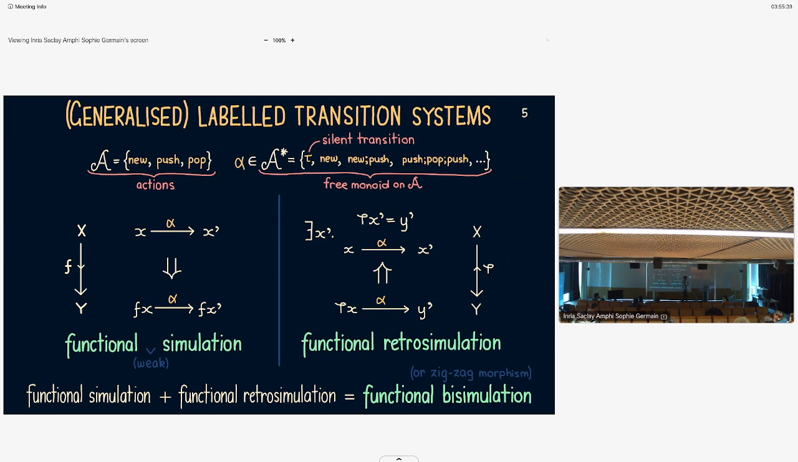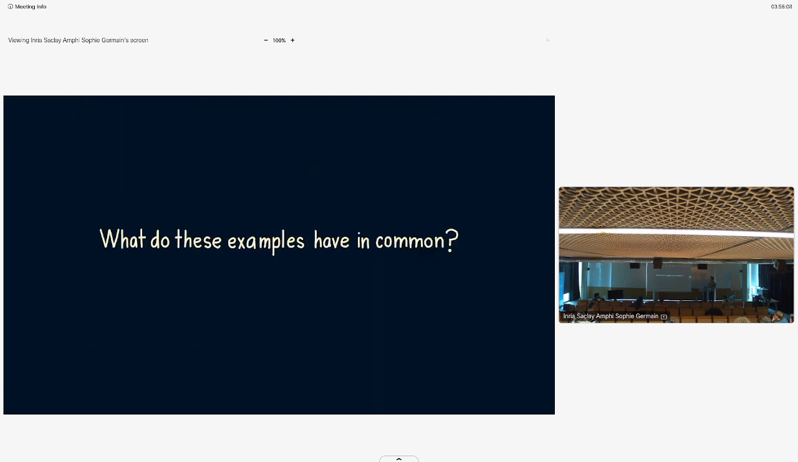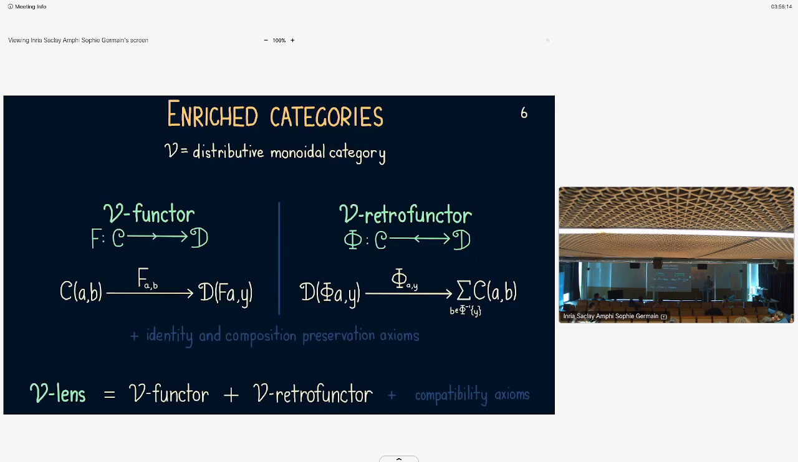So I hope at this point, you've seen a bunch of different examples that give you a feeling for what these retro kind of morphisms are and what the lenses can turn out to be. And the point of this talk, or the point of the work that Bryce and I did, was that all of these examples are examples of some overarching notion, and that's an enriched categorical notion. So what do these examples have in common? Well, it's enriched categories.